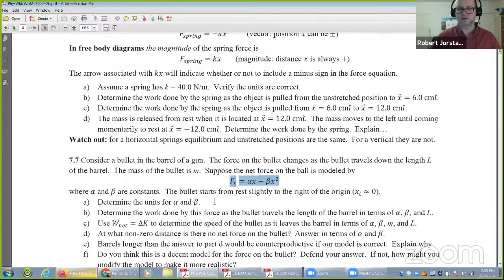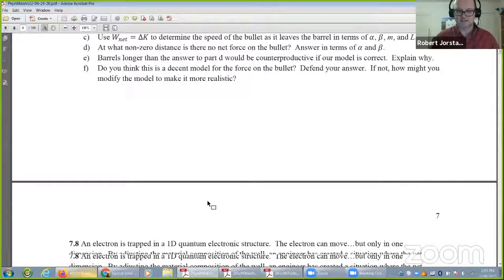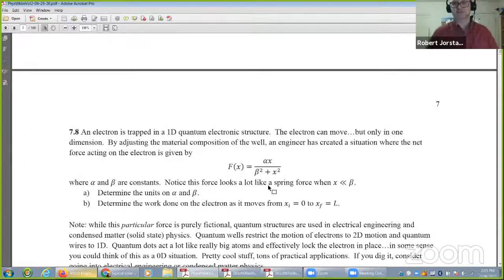So I'm going to let you work on that one at home. And then let's see another one. Here's a variation on this one. Suppose you have an electron trapped in a 1D... What? This has to do with electronics?